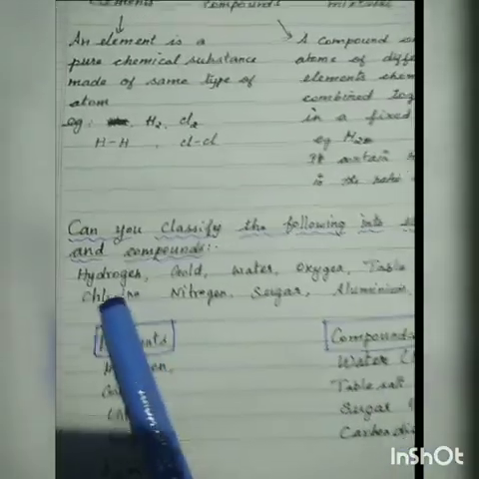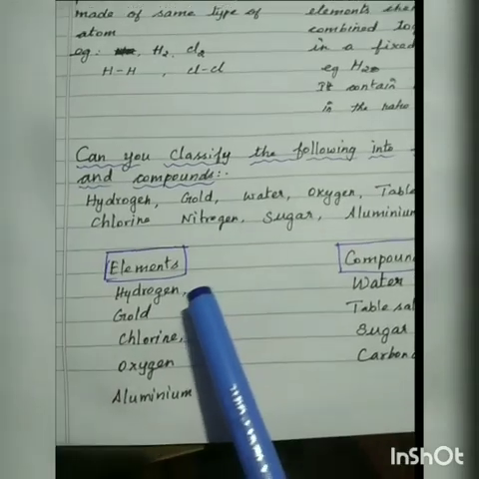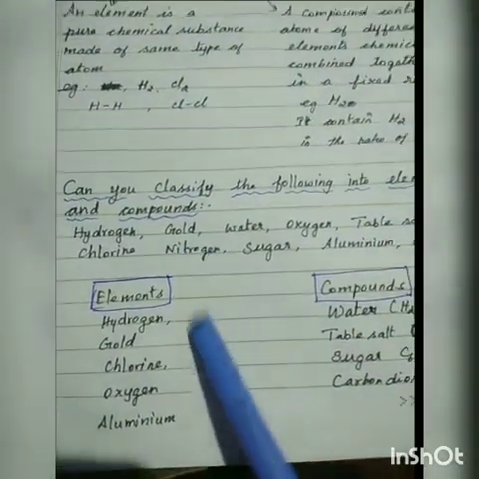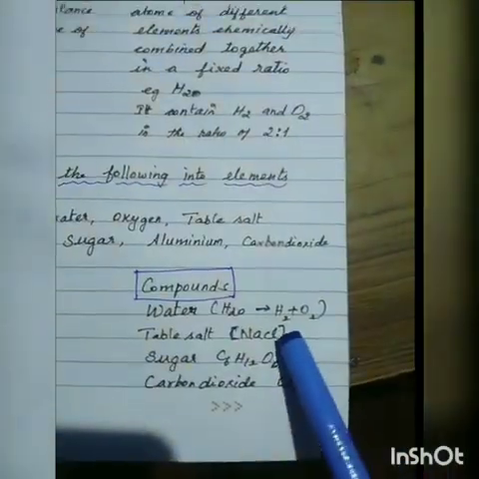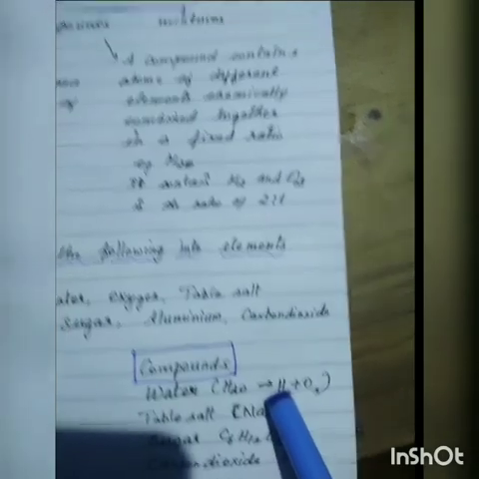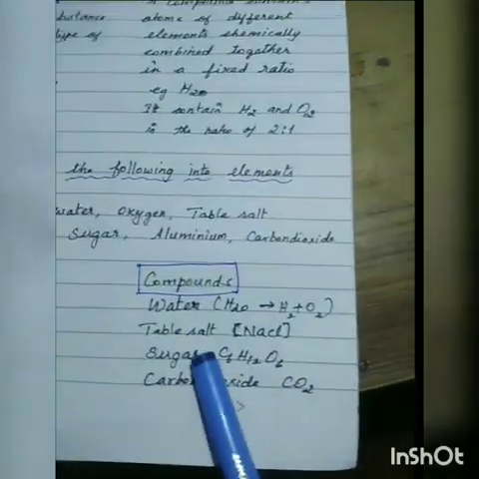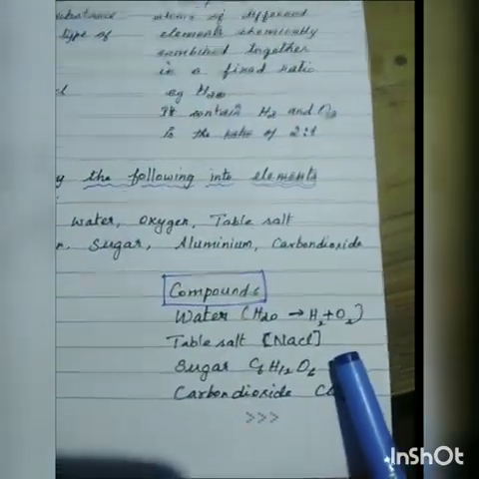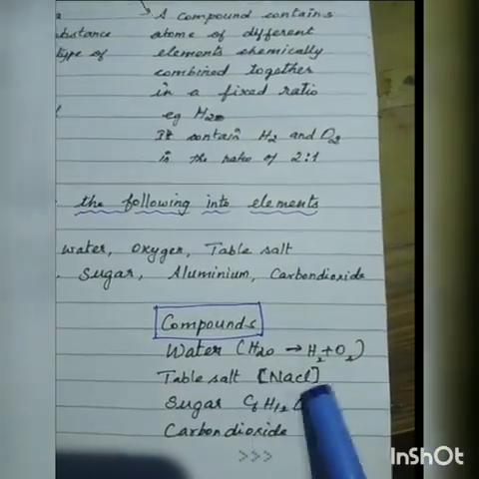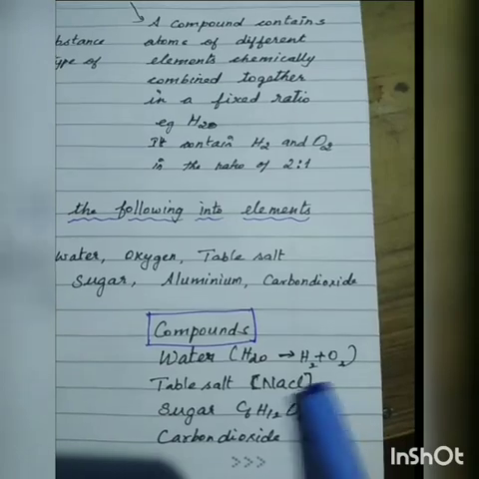Here, what are the elements? Yes, elements are hydrogen, gold, chlorine, oxygen and aluminium. These are elements. And then compounds. What are the compounds? Water. It is made up of hydrogen and oxygen. And then table salt. What is the chemical name of table salt? It is sodium chloride. It is made up of sodium and chlorine. These are also two elements, so that is a compound.